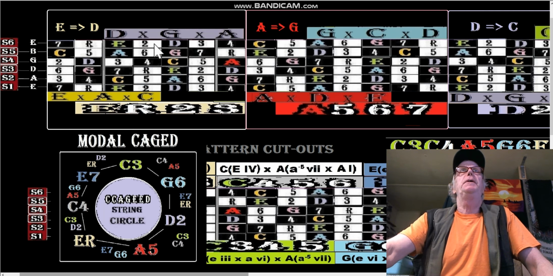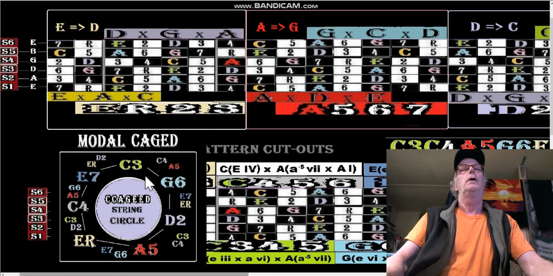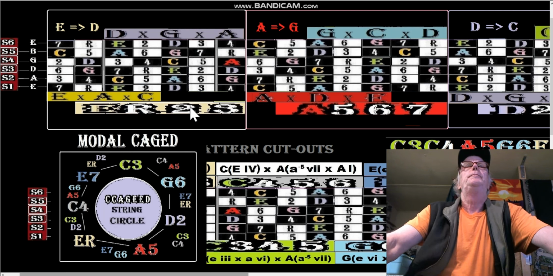So I've done them here in fourths. The fourth of E is A. These are the double cage playaways, and here's the circle that goes along with it. Okay, had a short break there. So we're set up to look at the first couple of cages.